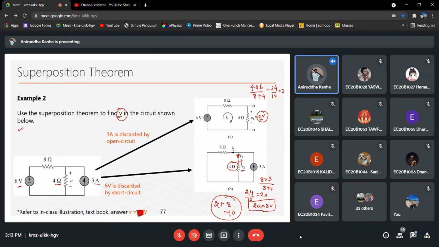So can anyone tell me how you can calculate here? It's very simple. You can apply nodal analysis in a single step. So you apply nodal, it will be (V minus 6) divided by 8 plus V by 4 minus 3, that is equal to 0. Is that okay? Are you able to understand? This current goes in that direction. Here it goes in the opposite way. And 3 ampere is moving inwards. So this comes out to be 4V minus 24 plus 8V is 8 into 4 into 3. So what is this?